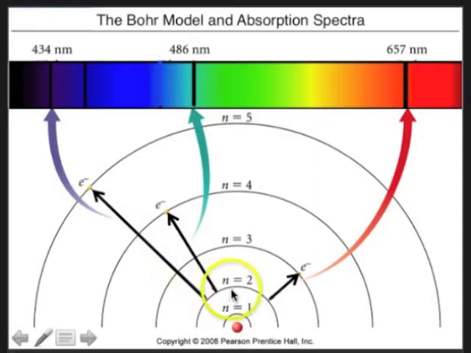So when the electron jumps from n equals 2 to n equals 5, it's going to absorb light with a wavelength of 434 nanometers. And when it jumps from n equals 2 to n equals 3, it's going to absorb a red light at 657. So it's going to remove those wavelengths of light, and what we see then will be all the remaining wavelengths of light that were not absorbed in passing through the element.